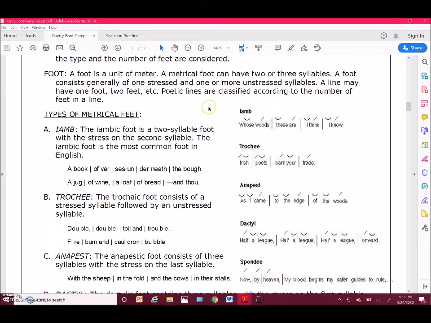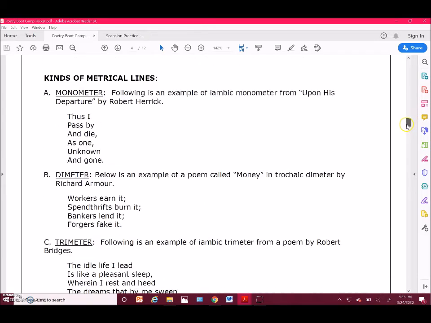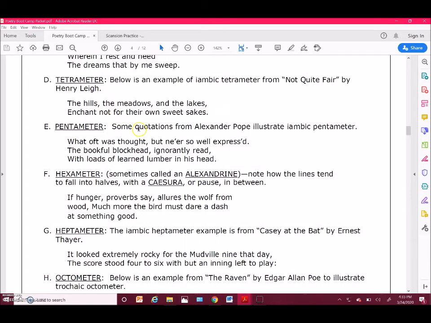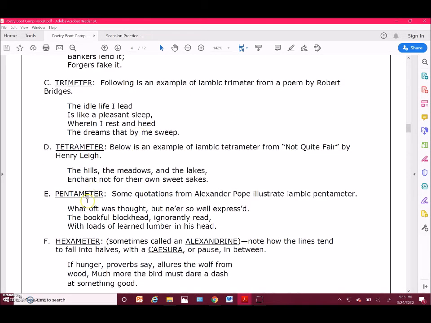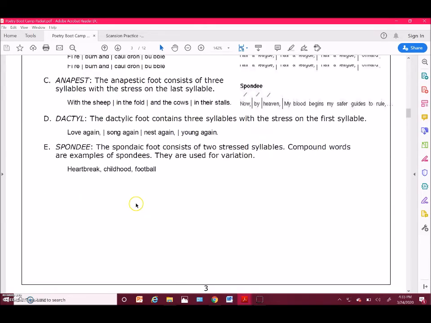Alright. So we've talked before about iambic pentameter, for example. Remember, iamb just being one type of metrical foot. Pentameter saying how many feet are in here. Penta, let's scroll down to kinds of metrical lines. Penta means 5. So there are 5 feet in that type of meter. Pentameter, iambic pentameter. Alright. Scrolling back up here.